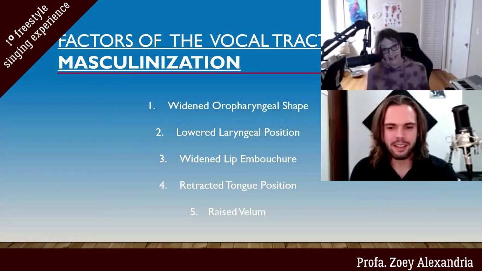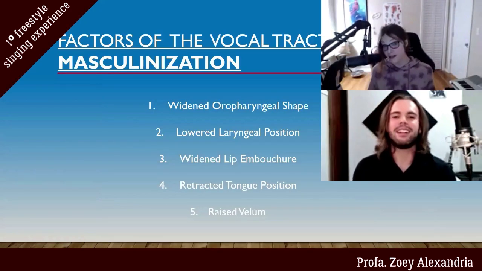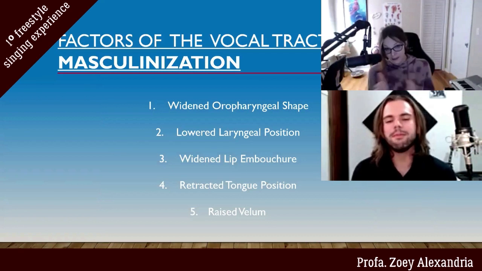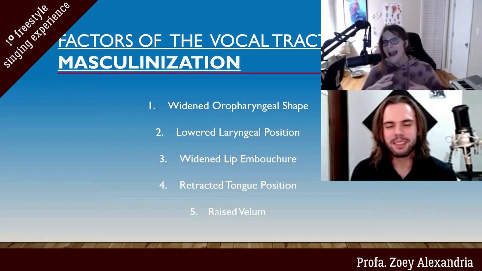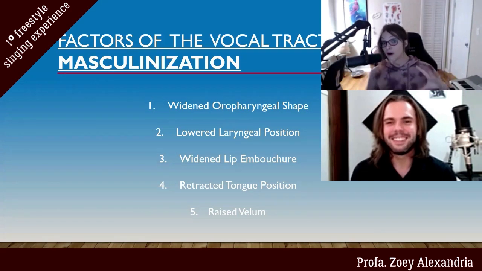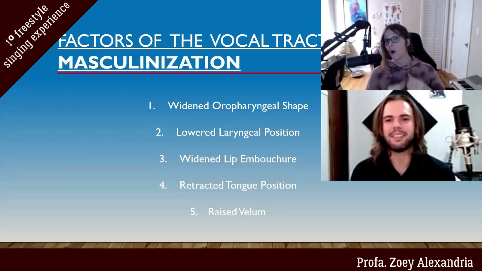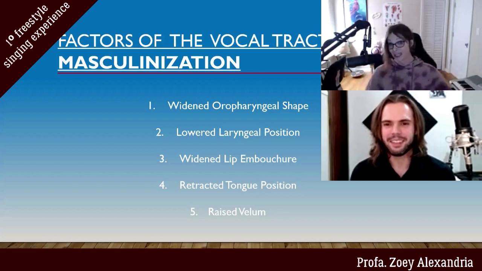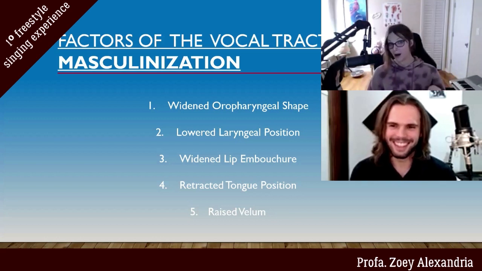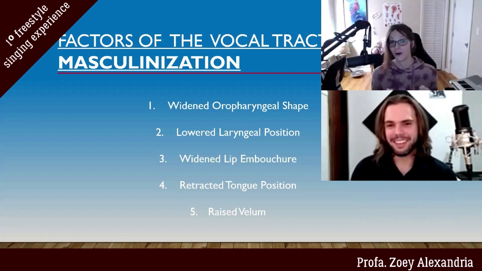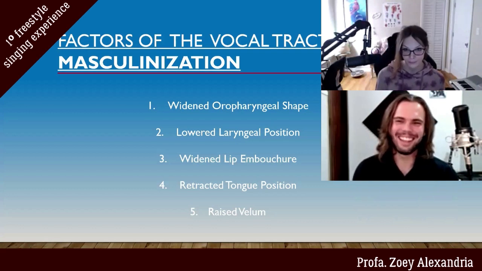All right. Now, we should talk about the factors of the vocal tract for masculinization. The first factor is widened oropharyngeal shape. Once we do that, we need to lower our larynx a little bit. Then we need to open our mouth, so wider mouth. Then we need to retract our tongue a bit, raise our velum, and decrease the pitch. And now we have a masculine sound.